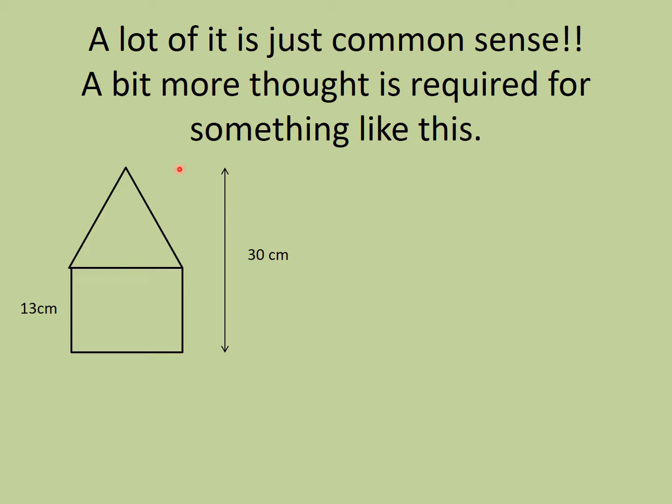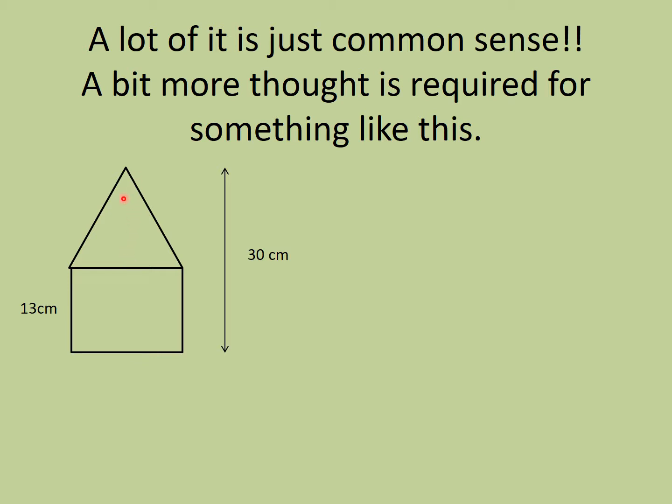But there is often a hidden measurement, and that's what you've got to get good at finding. Here's a square at the bottom. So that would be 13 by 13 by 13 by 13. So that would be easy to do. The triangle here, though, as you know from your formula, we need the base, which is, well, if that's 13, then that's 13, so that's easy enough.